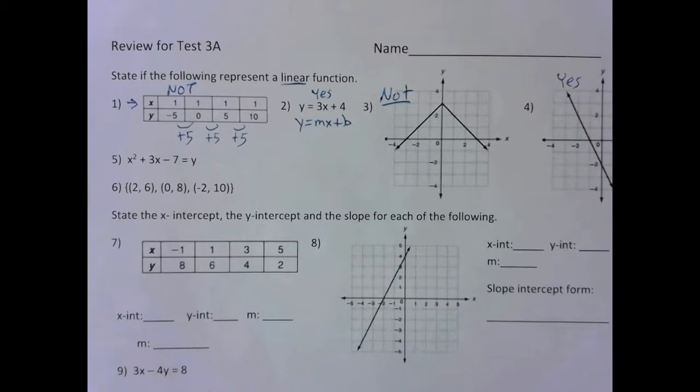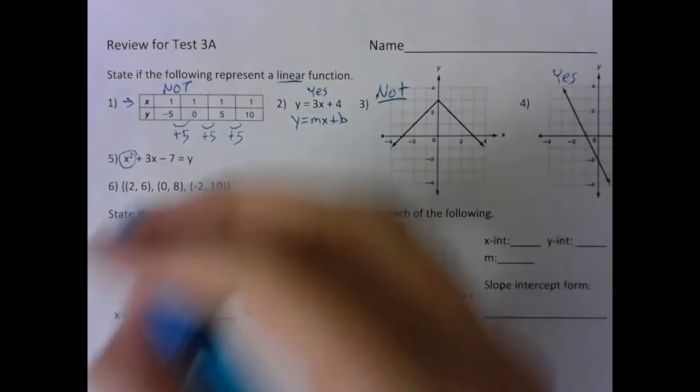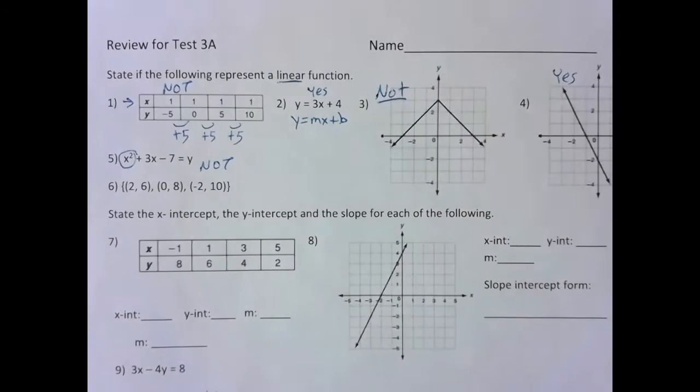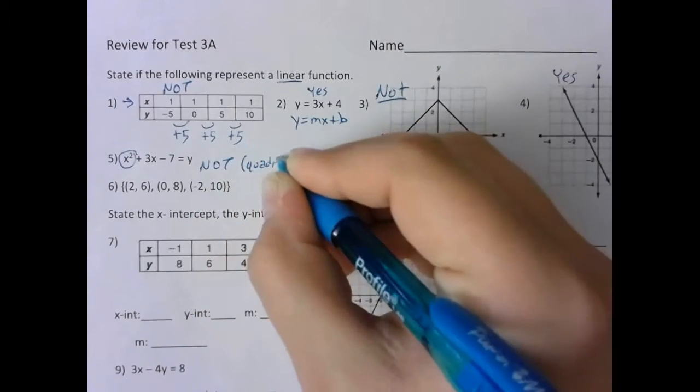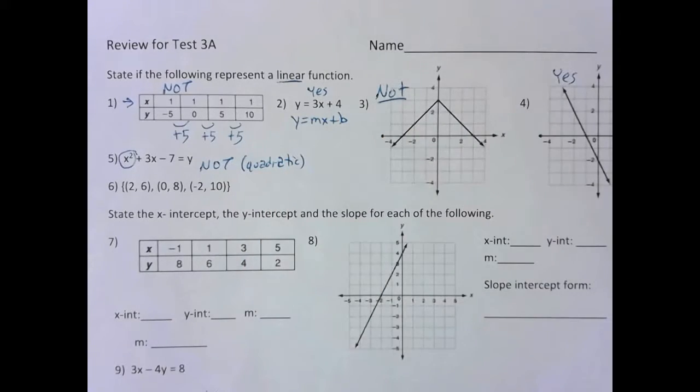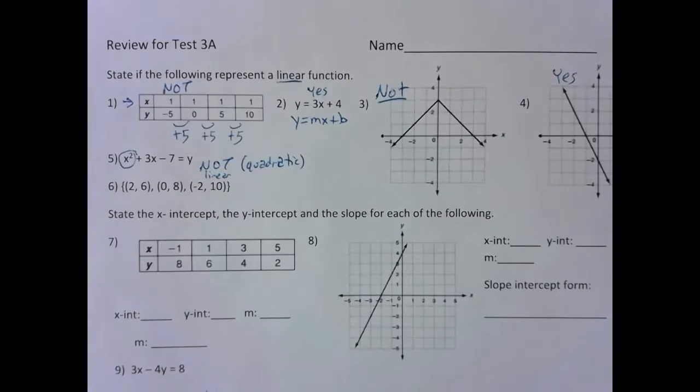Okay, number 5, we have x squared plus 3x minus 7 equals y. This cannot be linear because notice we have x squared. So that is actually quadratic. In case you're wondering, that one's quadratic. So not linear, it's quadratic.